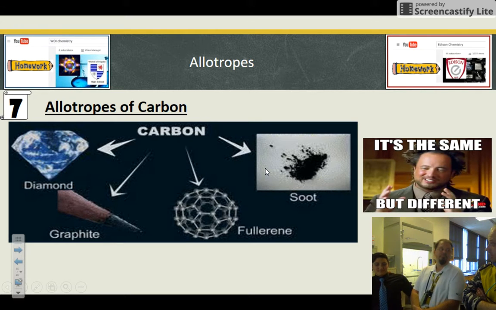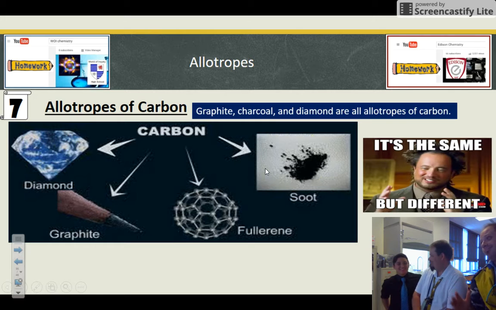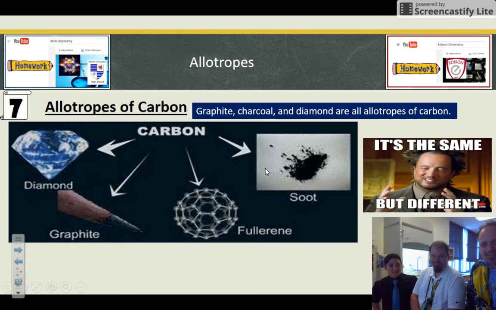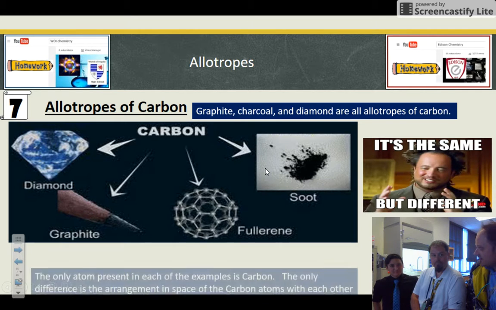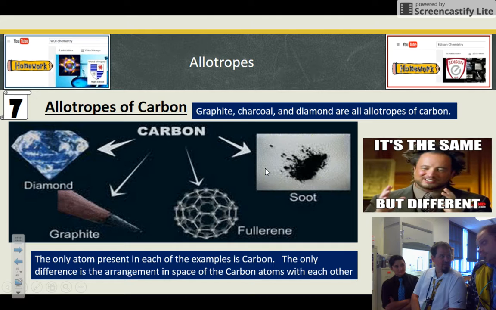Allotropes of carbon. Did anybody have anything to say about this? It's the same, but different. So everything you see there, diamond, graphite, fullerene, and soot, are all made of carbon. They're just put together in different ways. It's like the same Lego set, but you can make lots of different stuff with it. You can take the Legos apart and rearrange them and make a battleship, and then rearrange them and make a castle, and take them apart, rearrange them, and make something else.